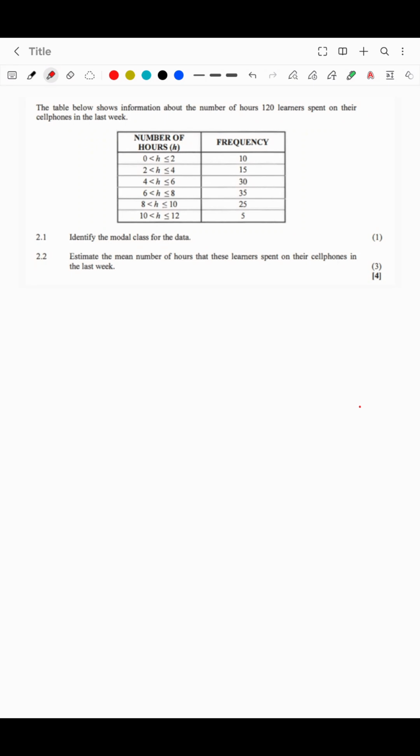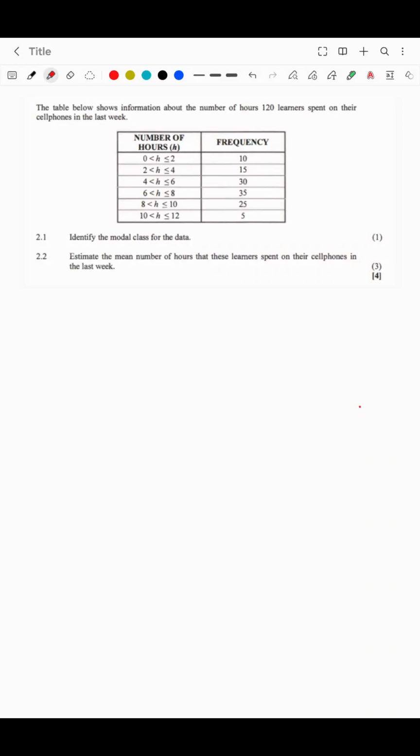So today we're going to look at the modal class or modal interval, as well as how to calculate the estimated mean of group data. So we are given the table here. The table below shows information about the number of hours 120 learners spent on their cell phones in the last week. So the first question, we have to identify the modal class for the data.